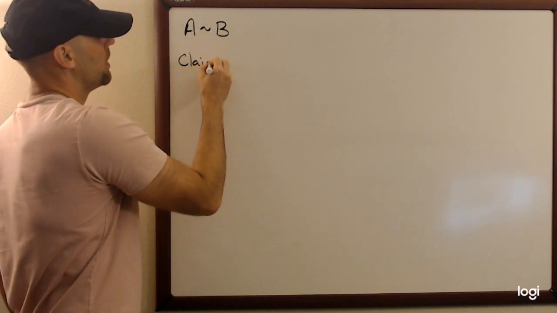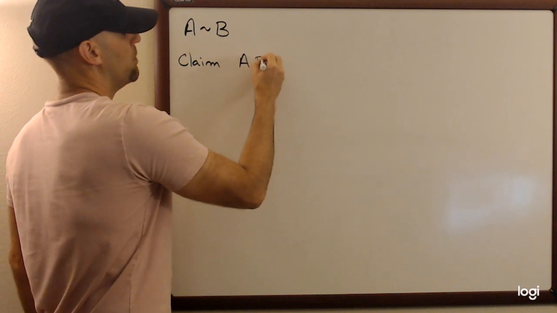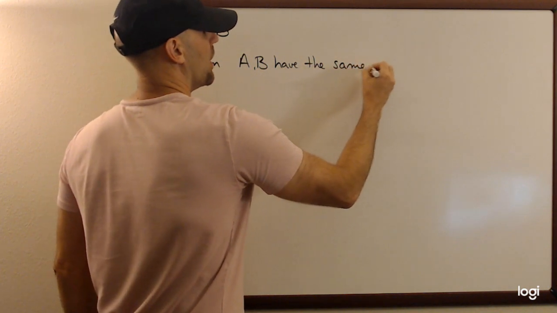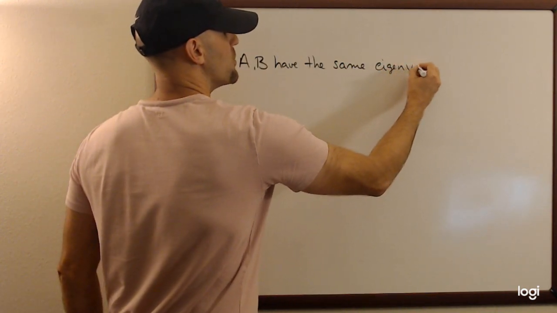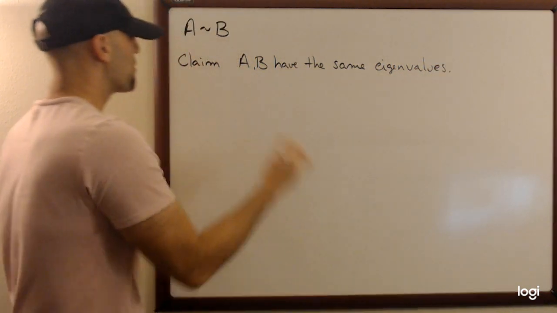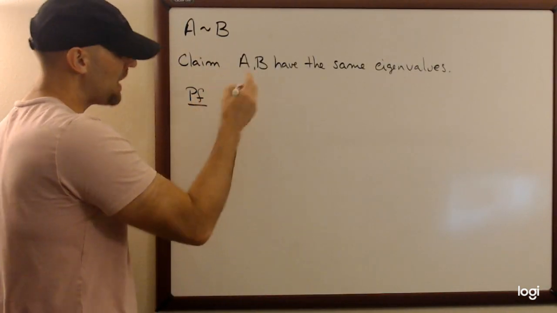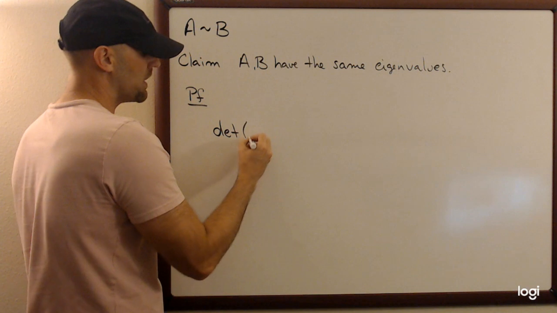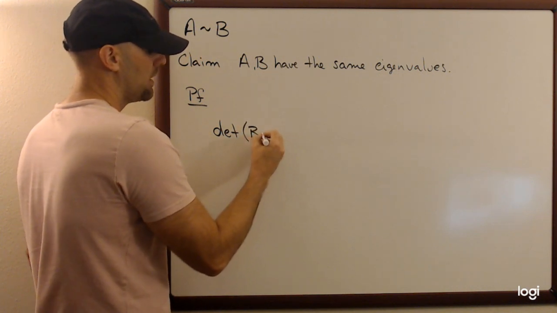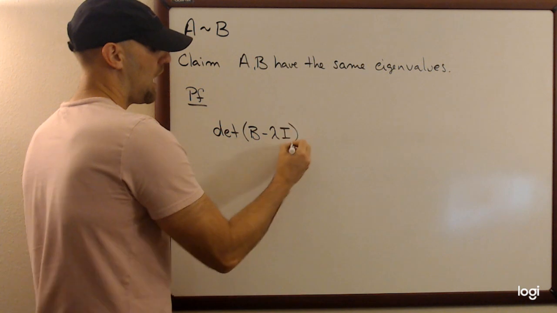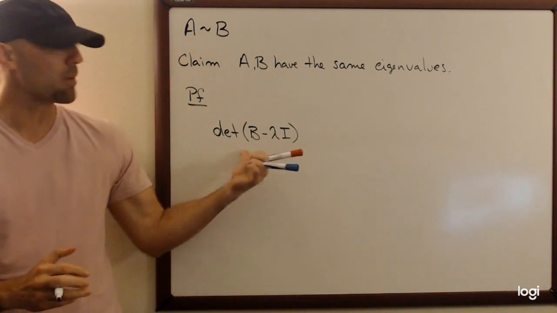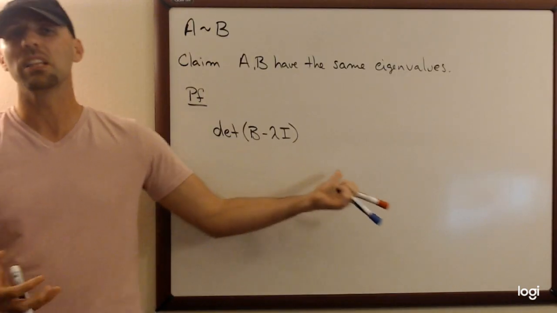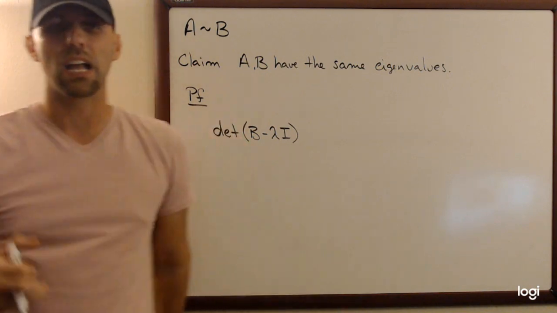We claim that A and B have the same eigenvalues, even up to multiplicity. The proof's fairly simple. I get the eigenvalues from the characteristic polynomial, which is the determinant of B minus lambda I. It's written weirdly, but remember this is a determinant of B minus lambda I, which means it's a polynomial in lambda. And the roots of this polynomial are the eigenvalues of B.